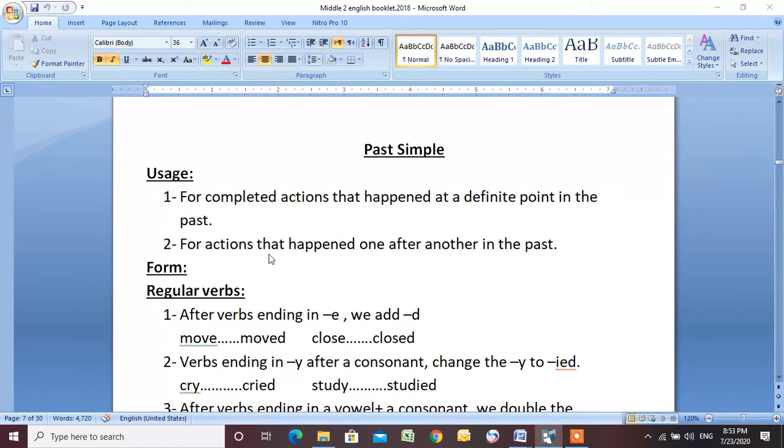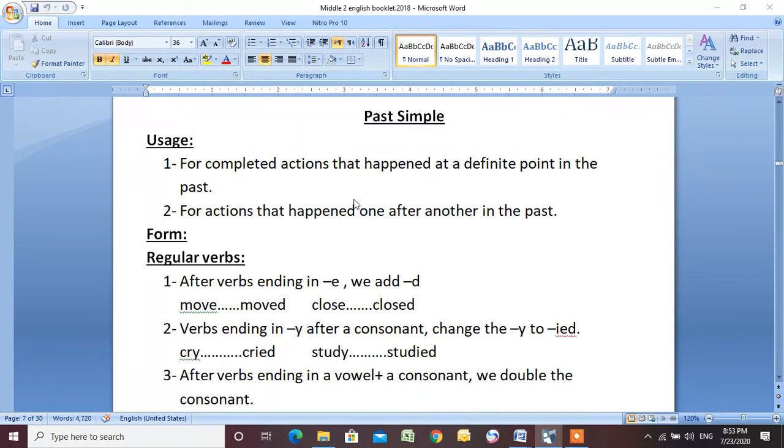Number 2, for actions that happened one after another in the past. So, for example, you can say, I got up, I washed my hands, I ate breakfast last morning. So, these are actions that happened one after another, but all of them happened in the past tense. So they are a sequence of actions, one following the other in the past.